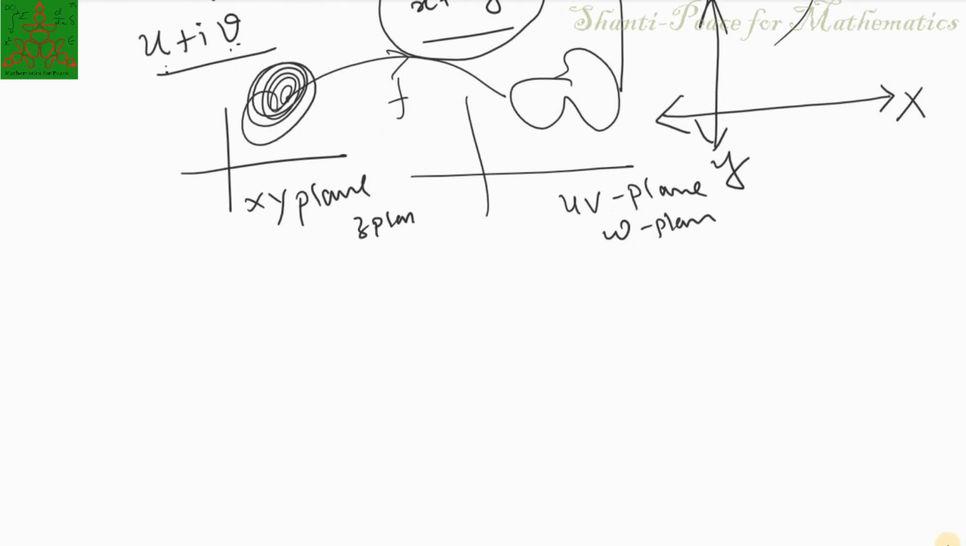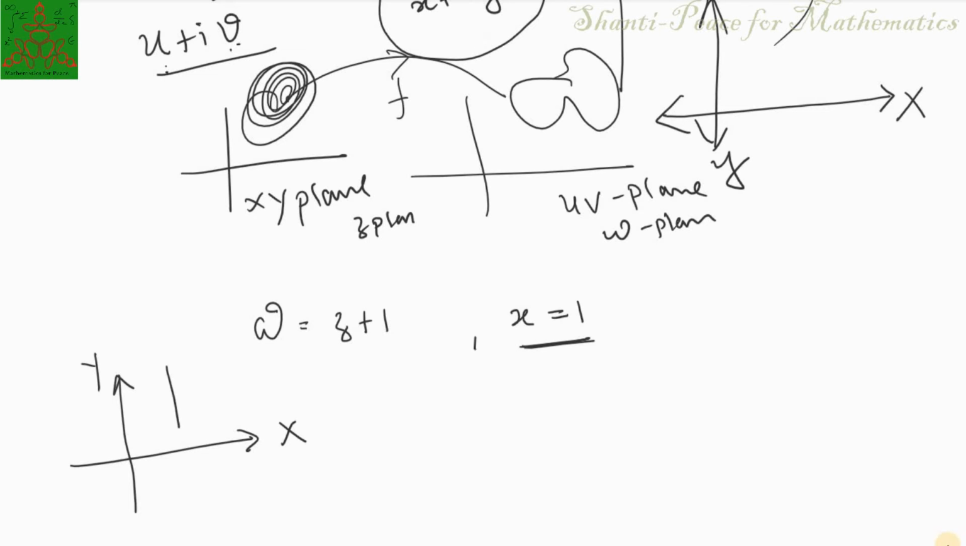For example, if I take a simple example, we'll talk about this concept in detail later on, but I'm just giving you a small example and I will finish this video. That is, w is equal to z plus 1, that is my function, and I'm considering the line x is equal to 1. I want to see what the image of the line x is equal to 1 will be under this function. So let us see this line x is equal to 1 in the xy plane. This is the x axis and this will be the y axis. So the line x is equal to 1 will be here.